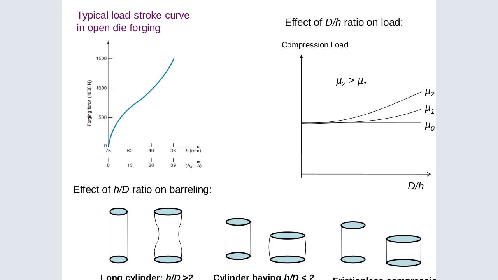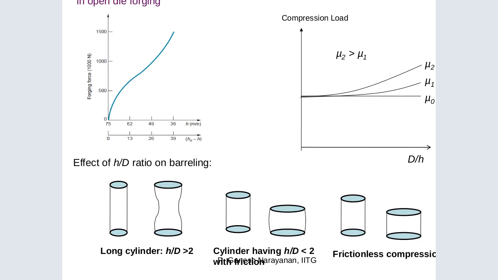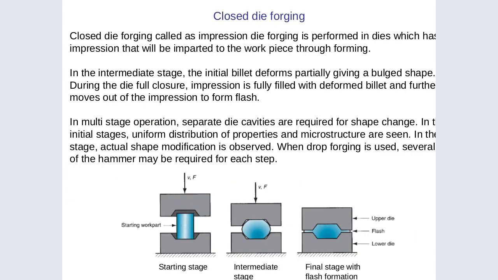Typically, the load stroke curve, you can see how the forging process, the forging force against the height. So if a certain force is given, the height, so as the force increases, the height decreases. The effect of the D over h ratio, the diameter height ratio, is here. The effect and the ratio are given there. The closed die forging. Now, what is the closed die forging? The closed die forging, called the impression die forging, is performed in dies which have the impression that will be imparted to the workpiece through forming.